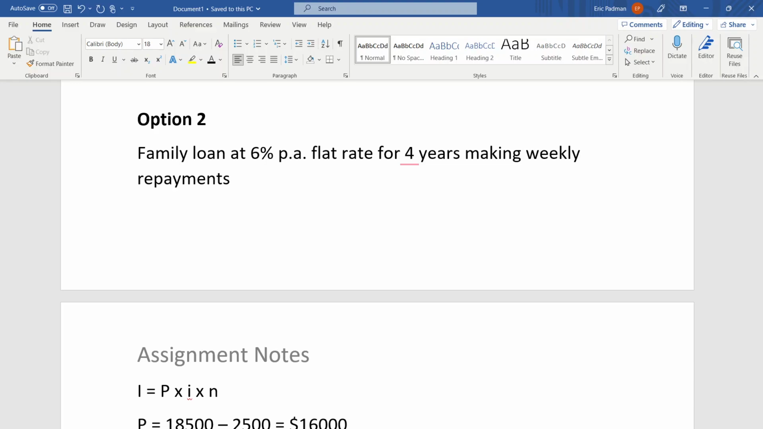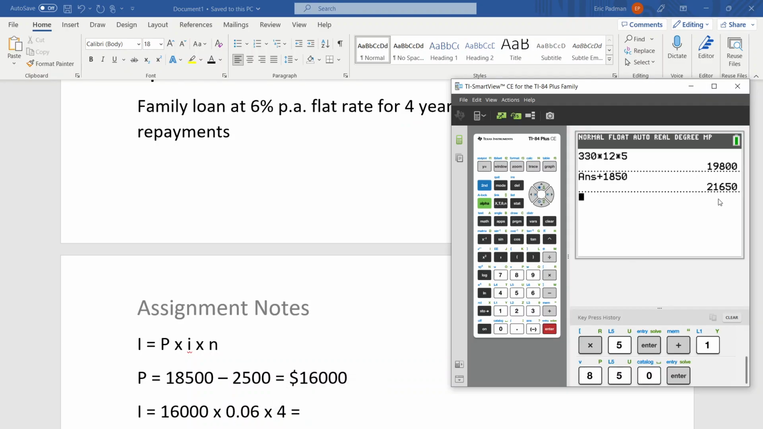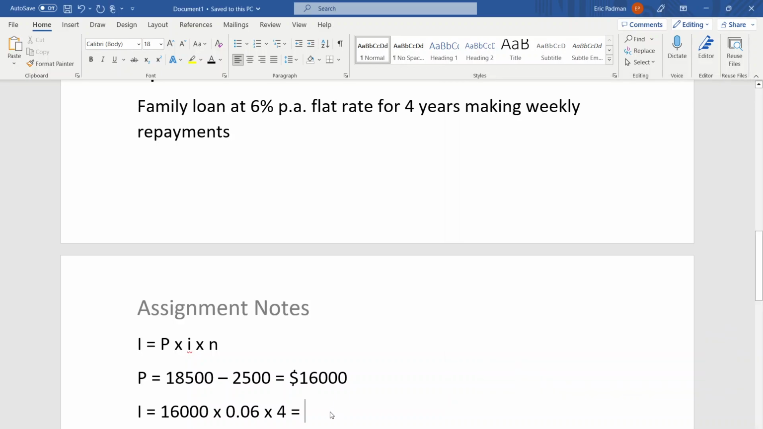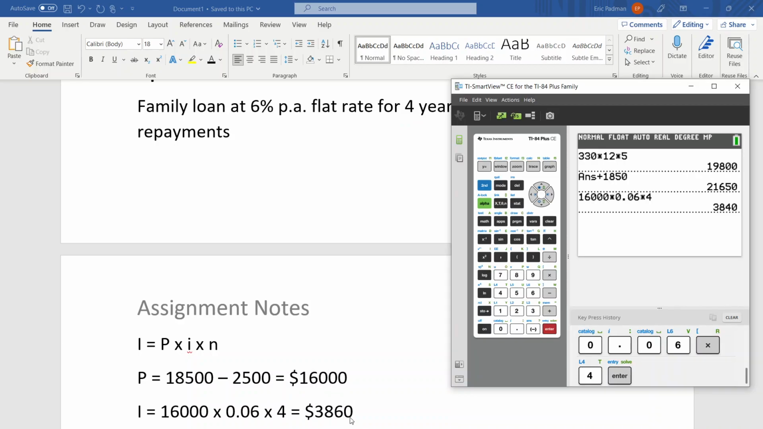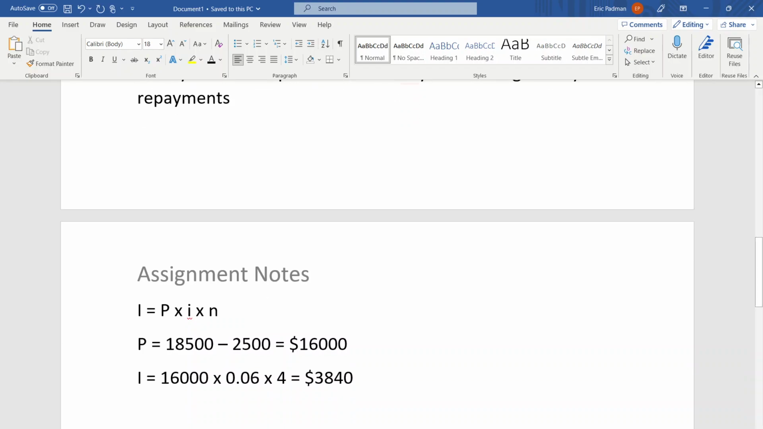So my interest is going to be 16,000 times 6% times 4 years. Let's work that out: times 0.06 times 4. Now, this is not actually the interest you're paying. I'll explain in a moment, but there's a way to get there. That comes to 7,680.